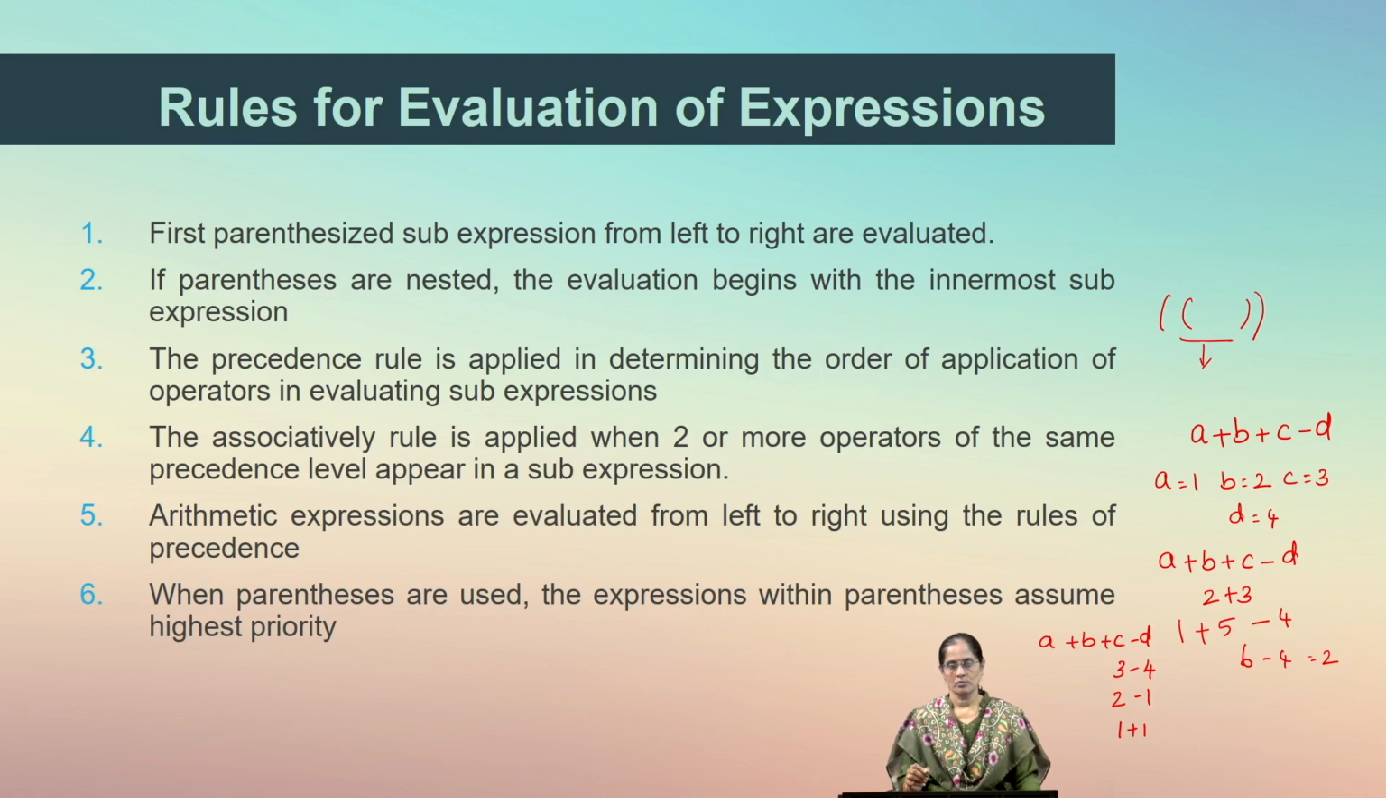So, what are we supposed to do? We are supposed to know, even if the operators are in the same level, what order has to be followed for executing these operators. That order is what is called associativity rules. And the fifth rule is arithmetic expressions are evaluated from left to right. It means that the associativity of arithmetic operators is left to right. When parentheses are used, the expression within parentheses assumes highest priority. As we have already seen, the inner parenthesis has to be executed first, then the outer parenthesis.